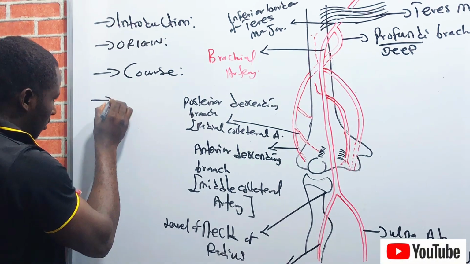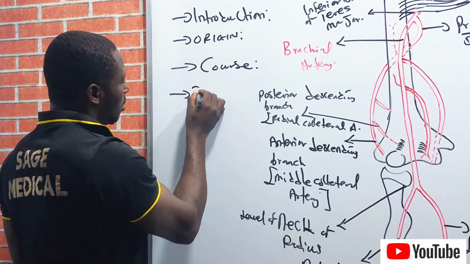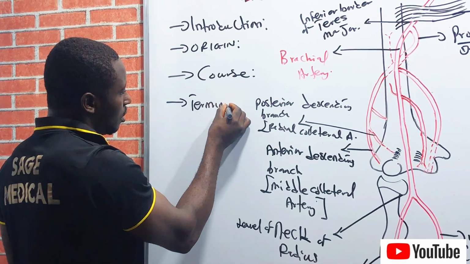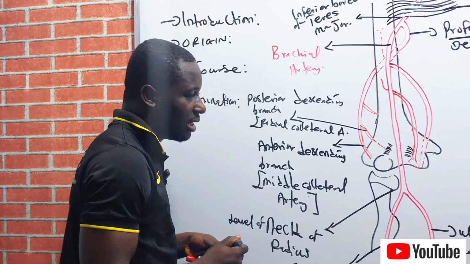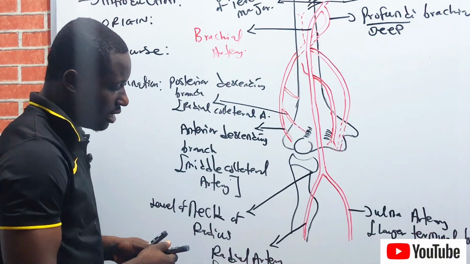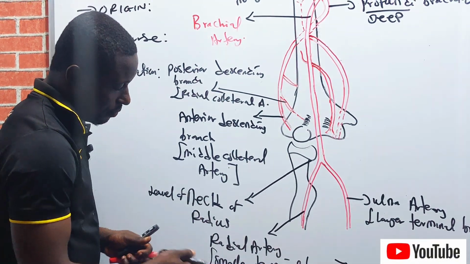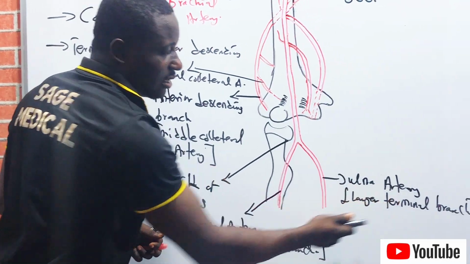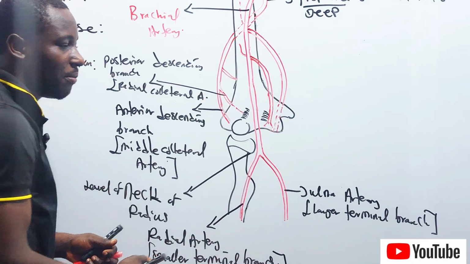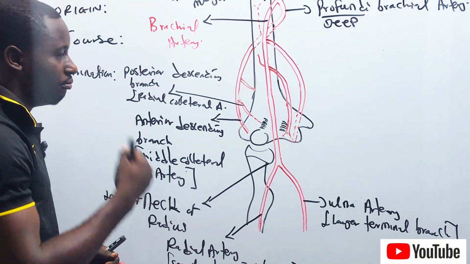So we'll go to the next outline, which is the termination. The brachial artery terminates at the level of the neck of the radius, where it bifurcates into two terminal branches, as I've said earlier, the radial artery and the ulnar artery. The ulnar artery is the larger terminal branch while the radial artery is the smaller terminal branch.